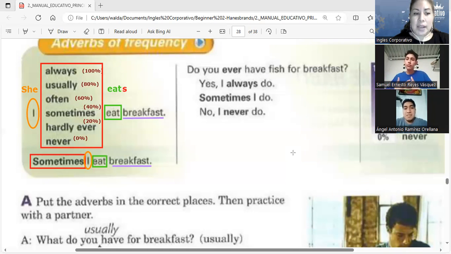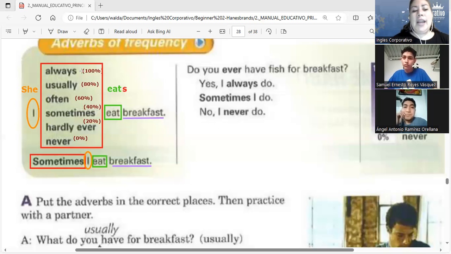Okay. So sometimes? A veces. Okay, very good. A veces. Hardly ever? Casi nunca. Yes, casi nunca. Very good. And never? Nunca. Nunca. Yeah. All right. Good. Excellent.